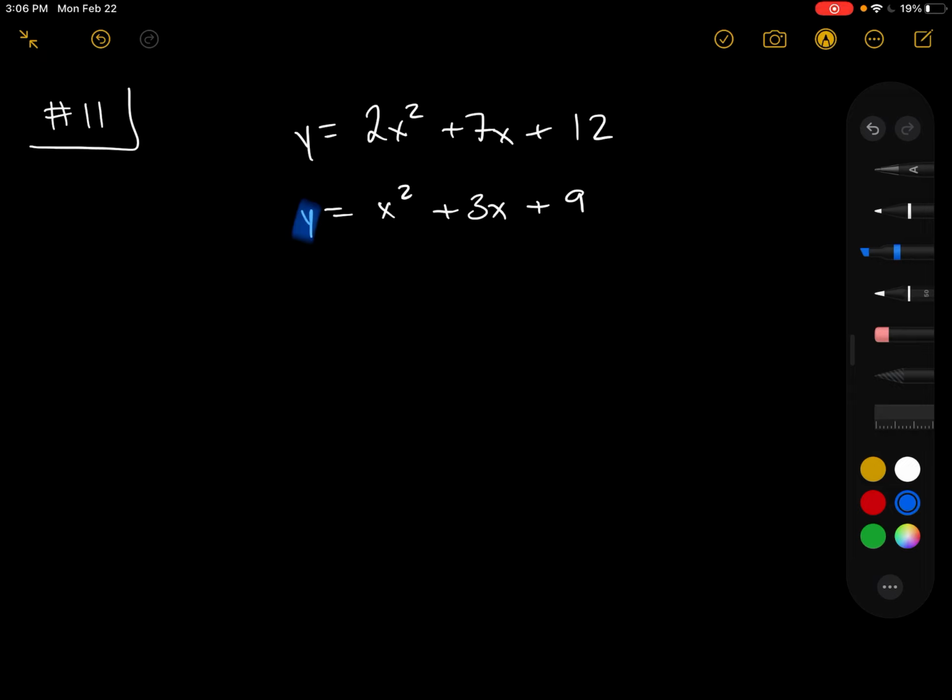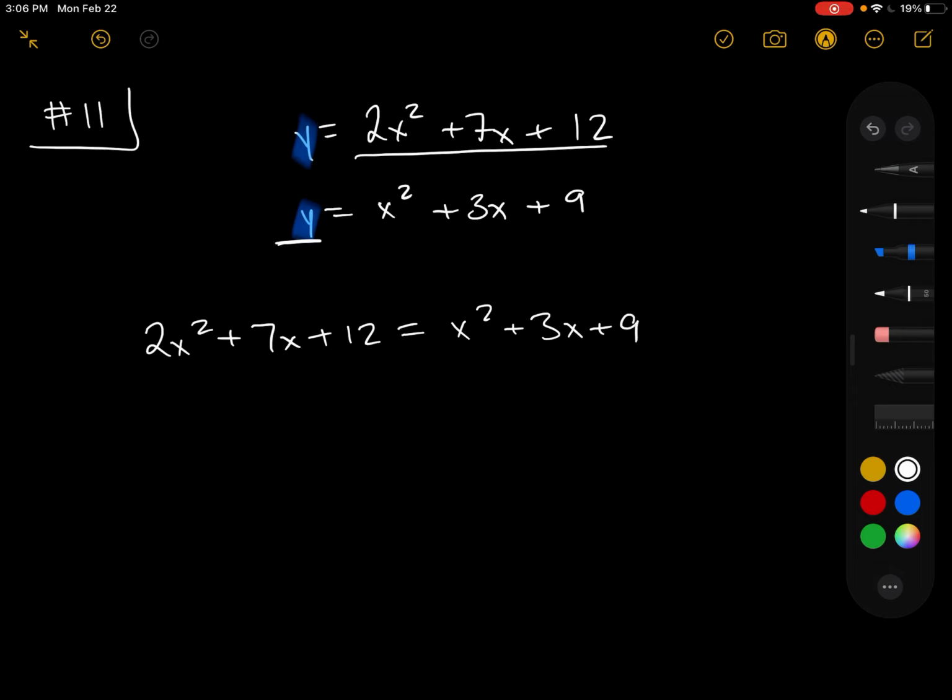So what we do for this is both of these are equal to y. Well, y is the same thing, so that means that they're equal to each other. So we can swap them out, and in the place of y here, we're allowed to put what y equals. So 2x squared plus 7x plus 12 equals x squared plus 3x plus 9.